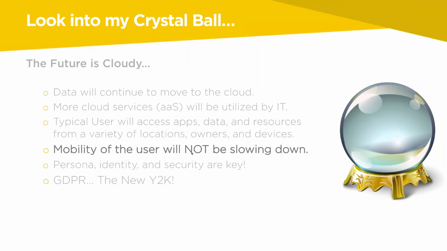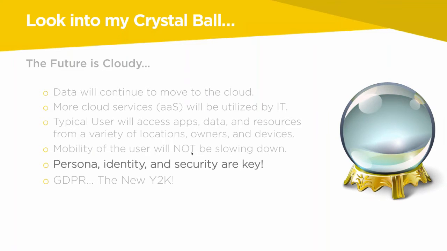Mobility of the user will not be slowing down. When I started in IT, you went to the office, you sat in an office, and now that's no longer the case. Now the idea of any is definitely here, and then some, including lots of different devices. Persona, identity, and security are key. This is the big one right here: we need to have a consistent persona and identity, and we need to be secure. There's not a person out there that hasn't read something in the past week about a security breach. We've seen it almost every single day.